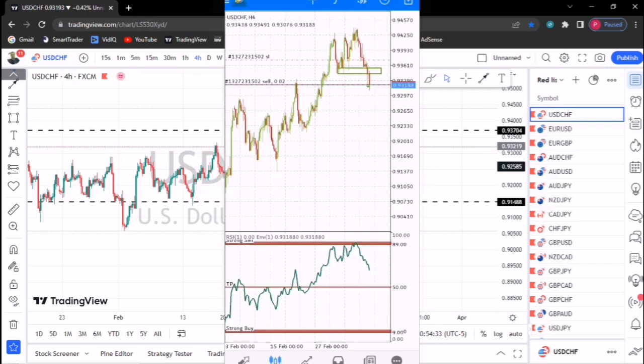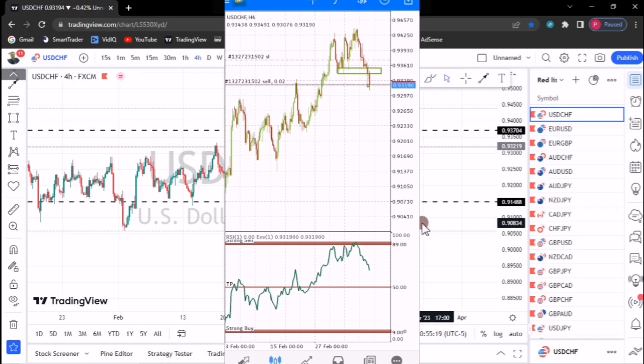Another comment was, does this strategy apply for indices? Of course, you can use this strategy for synthetic indices. Even though I have not traded it, I know that you can use it based on the movement of the indices. One good thing is that the synthetic indices are not affected by news. So if you are trading the synthetic indices, you can apply this strategy without any problem. Of course, you'd have to do a little research before you go in full time.